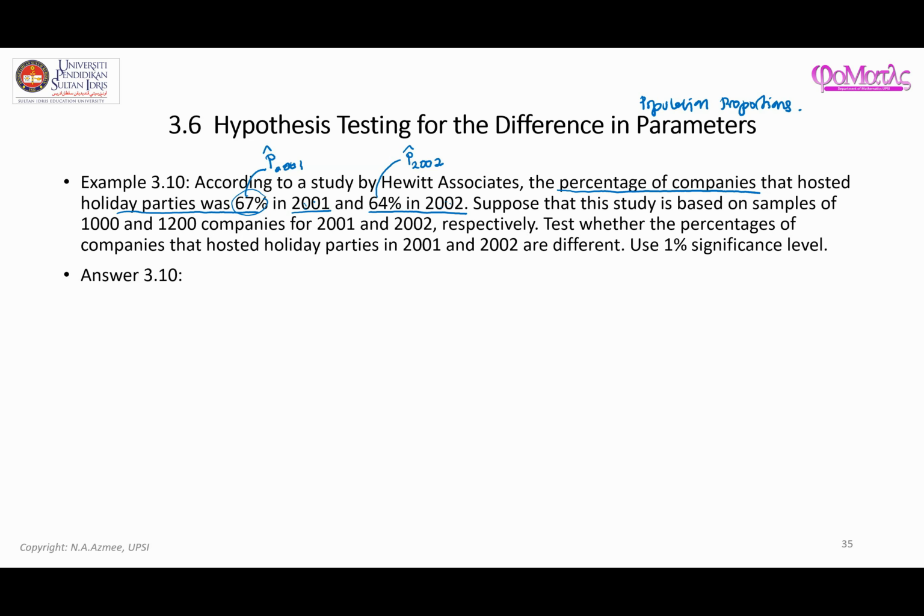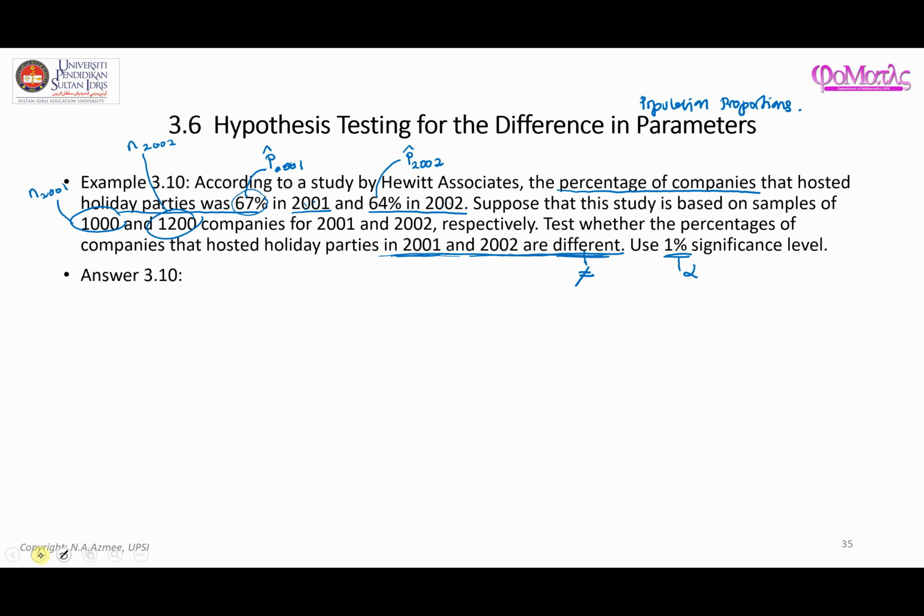Suppose that this study is based on samples of 1000. So this is the sample size for 2001 and this is the sample size for 2002. Test whether the percentages of companies that hosted holiday parties in 2001 and 2002 are different. So the keyword different here is representing this symbol obviously, and therefore this statement clearly corresponds to the alternative hypothesis, and this is the value of alpha, 1%.